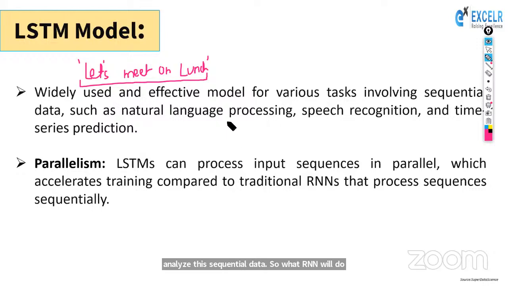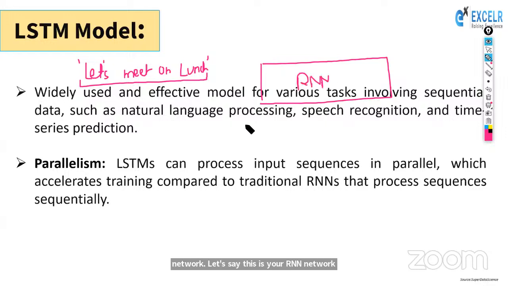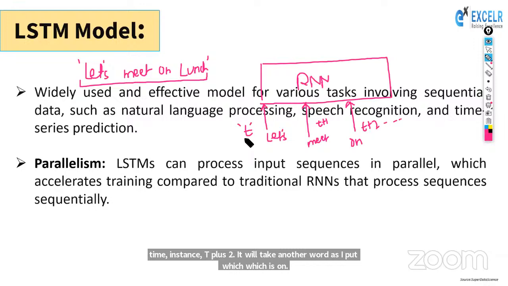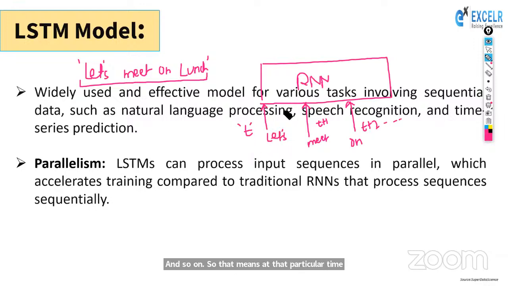Let's suppose this is your RNN network. At time instance t, it will take the first word as input, which is let's. At the next time instance, t plus 1, it will take another input, which is meet. At t plus 2, it will take on, and so on. So at a particular time instance, it will take only one word as the input.